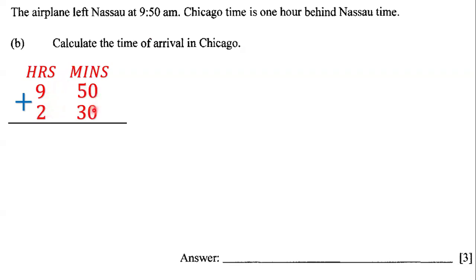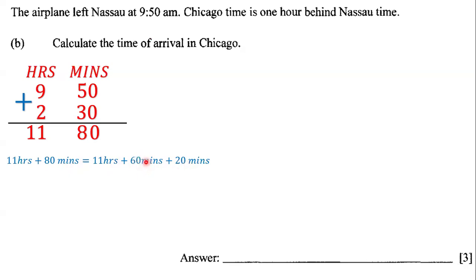And so we say 0 plus 0, which is simply 0, 5 plus 3, which is 8, and 9 plus 2 is definitely 11. And so what we have here is 1180. Now, we can take 1180 and express it as 11 hours plus 60 minutes plus 20 minutes. Why is that? Because we took 80 minutes and we split it into 60 minutes and 20 minutes.